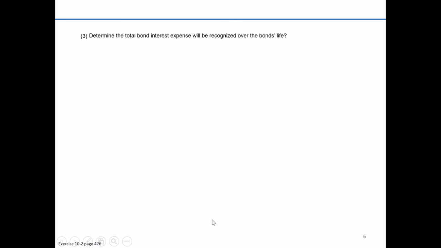Part number 3, we're asked to calculate total bond interest expense over the life of the bond. We did the individual every 6 months.